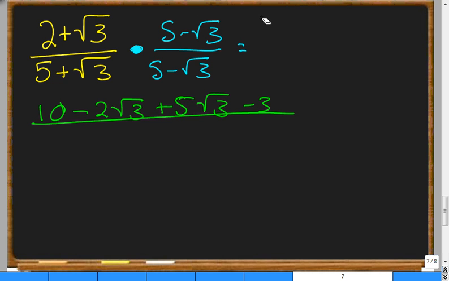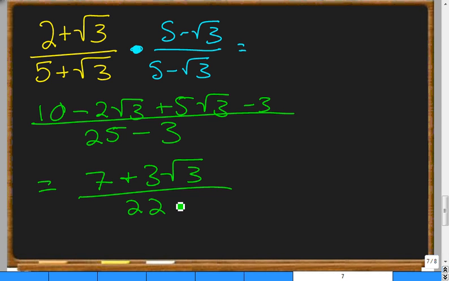We then divide. This special case in the denominator, the only time you can do this, we have 5 times 5, which makes 25. And then we have positive square root of 3 times negative square root of 3. That's going to make negative 3. And the middle terms cancel. And so we just need to simplify. So we're going to have 10 minus 3 at the top. So 7 plus 3 times the square root of 3 all over 22. And this is your final answer.